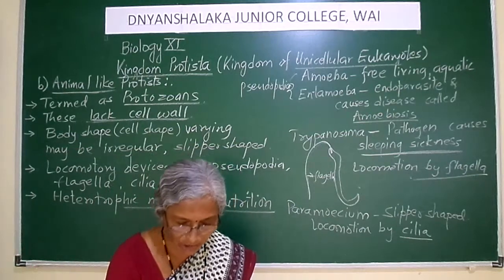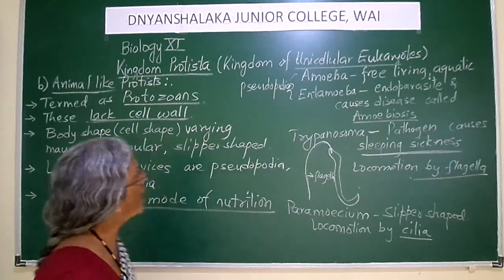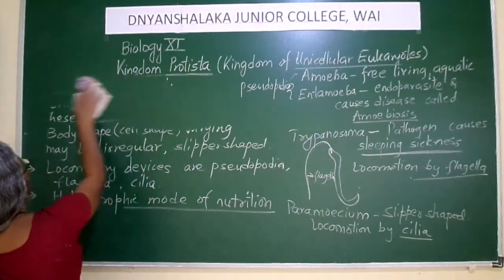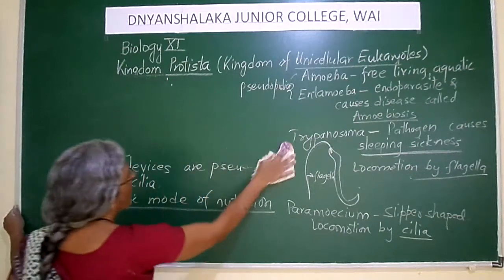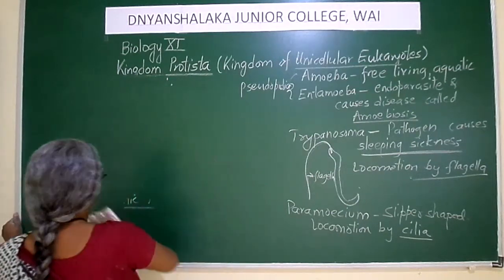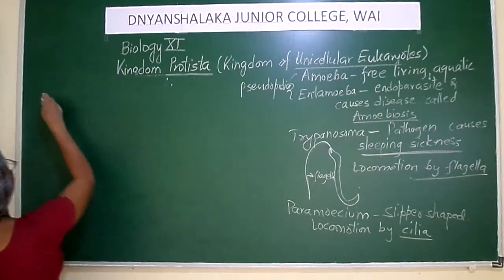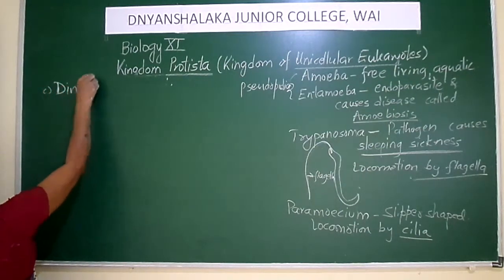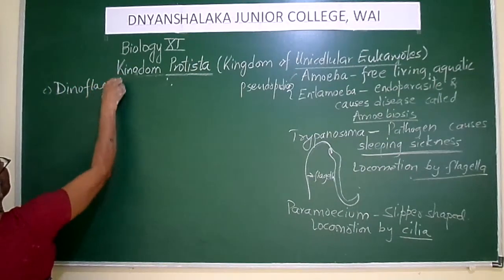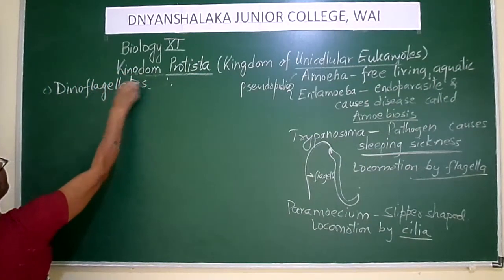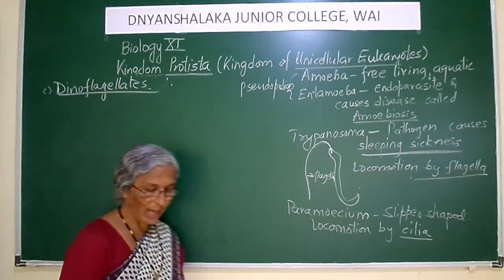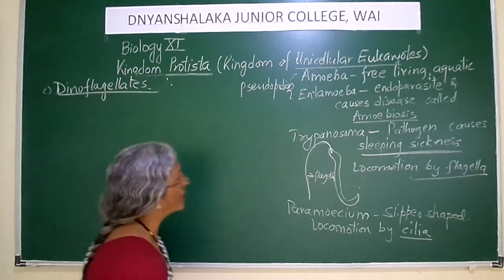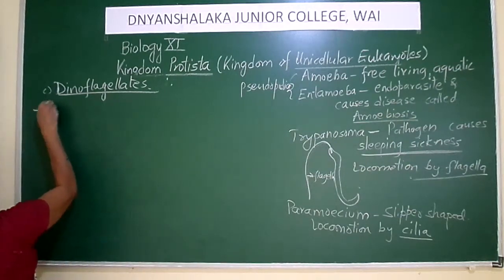Animal-like protist. Students, let us pass on to dinoflagellates, the third type of protists. These are the dinoflagellates. Okay, dinoflagellates. Now these are aquatic and photosynthetic.